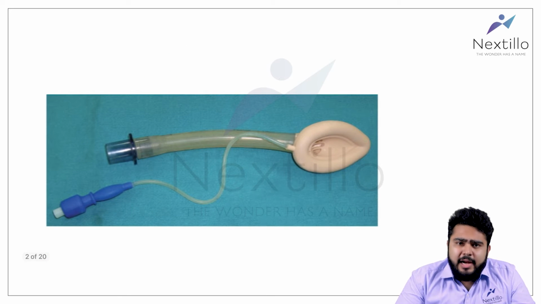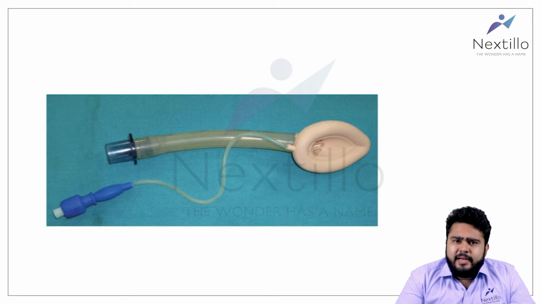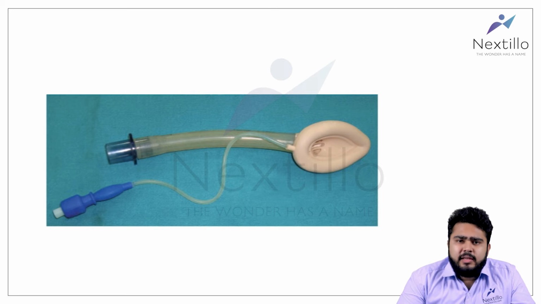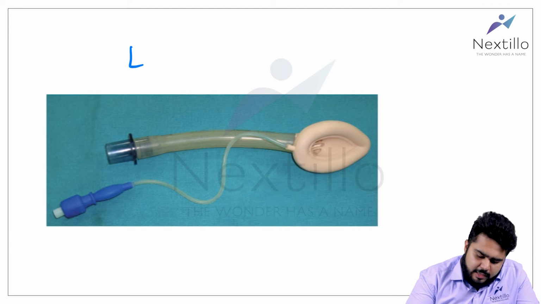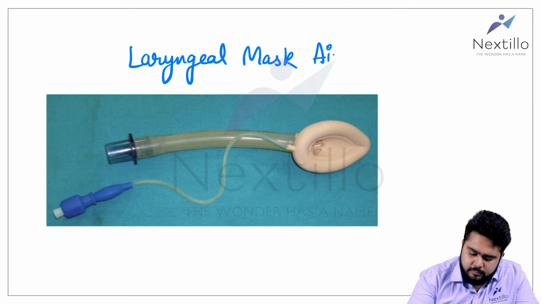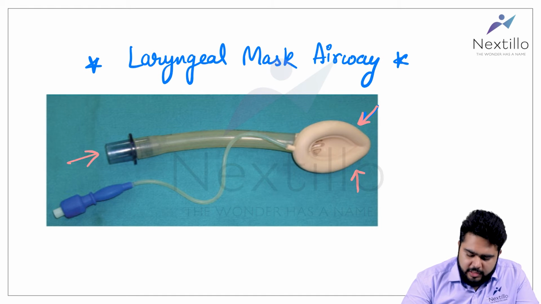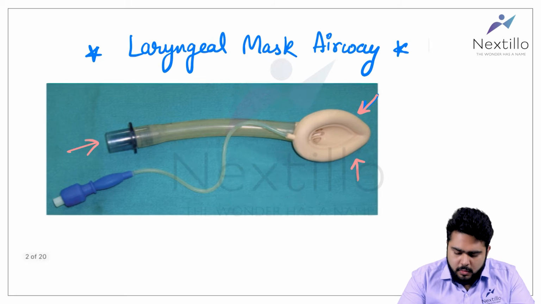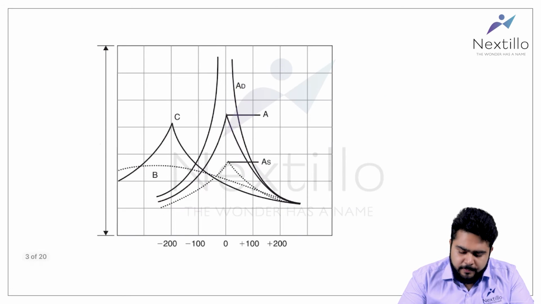This image might be given, and this will be a very direct and simple question. Identify the instrument or the object shown. This is the laryngeal mask airway. This part will cover the laryngeal inlet, and then ventilation will be done through this side. Okay, moving to the next question.